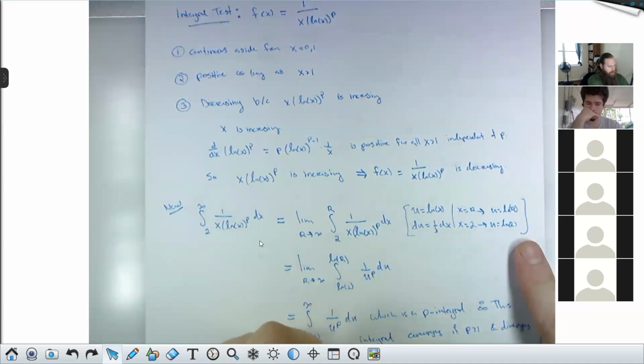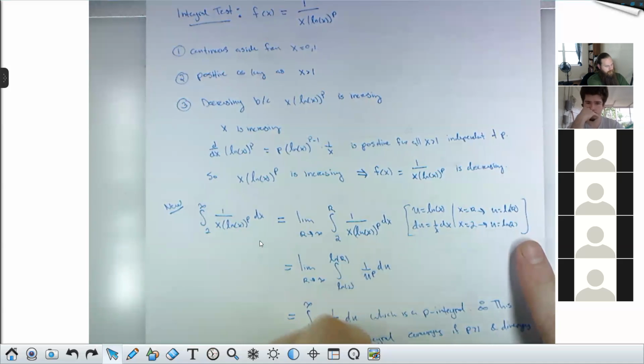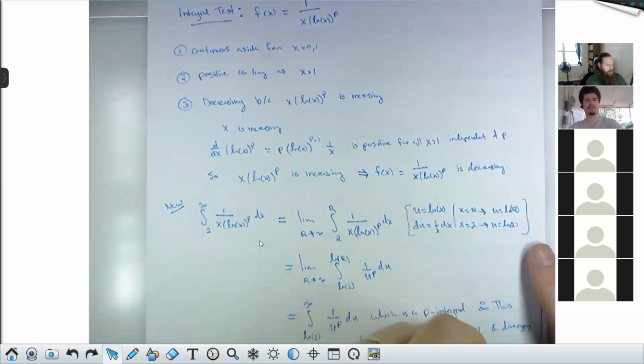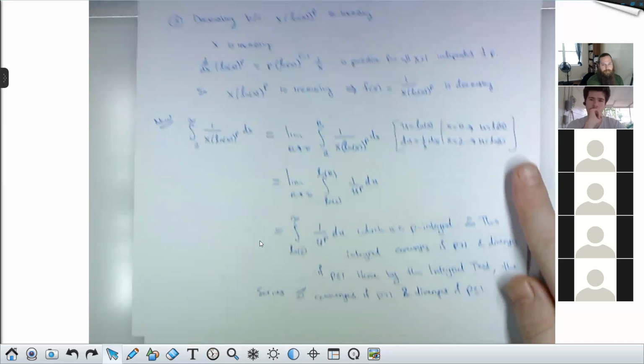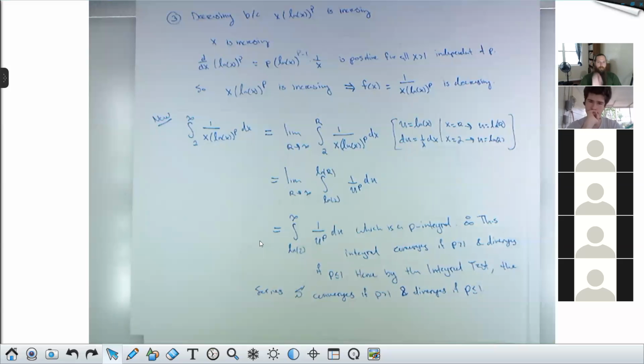converges if p is bigger than 1 and diverges if p is less than or equal to 1. So this is a cool problem. And it's not super straightforward, but I want you to work through this and take your time. So it's very much worthwhile for you to start making these connections.